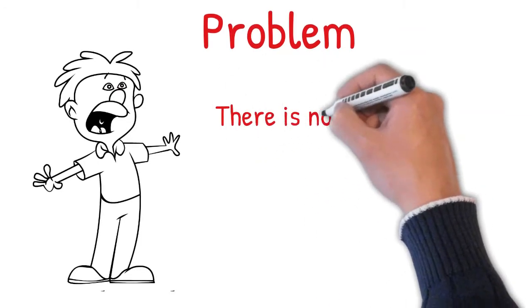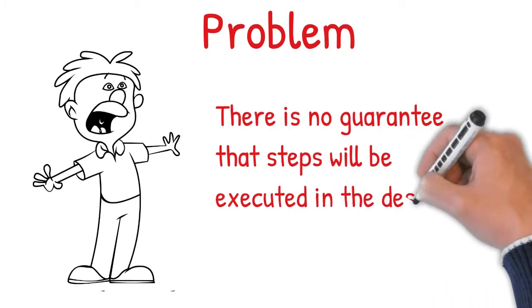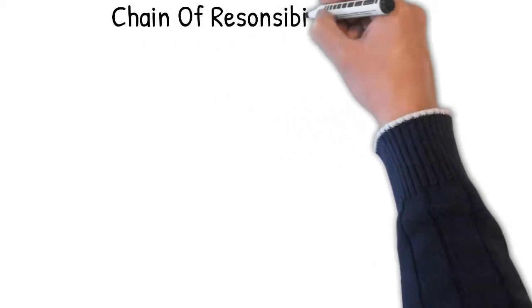In short, we have a design problem where there is no guarantee that the steps will be executed in the desired sequence. Don't worry, the chain of responsibility pattern is here to solve your problem.